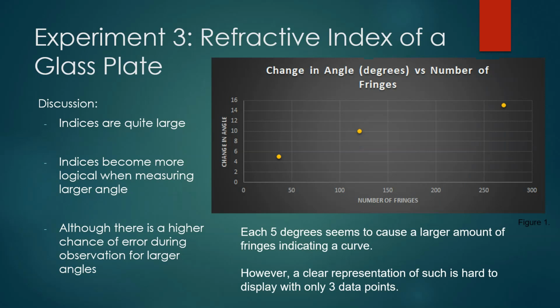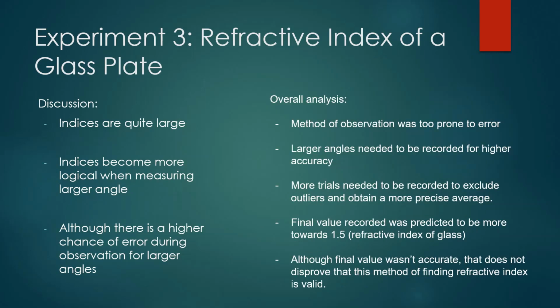It can be seen from this graph that the number of fringes from each 5 degrees of angle increased. This is why it was harder to observe the number of fringes at higher angles, because the number of fringes became larger and larger as the angle increased. As an overview, our observation method was too prone to error. We needed larger angles to record more accurate figures, but these larger angles were too hard to observe, as the number of fringes were too frequent to count.